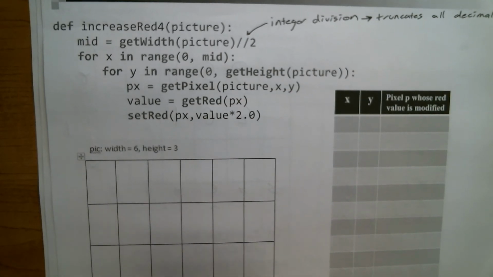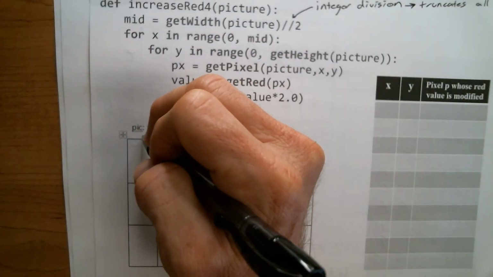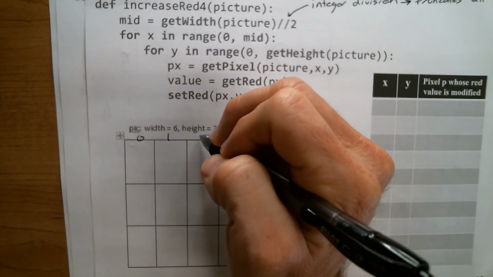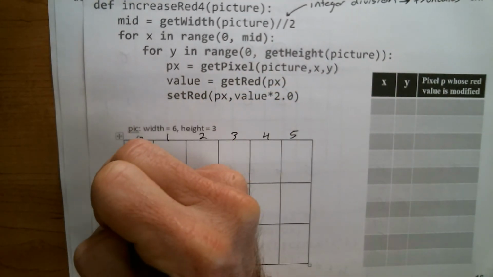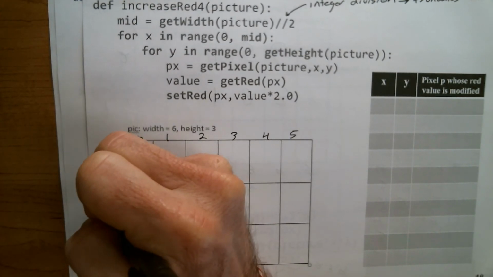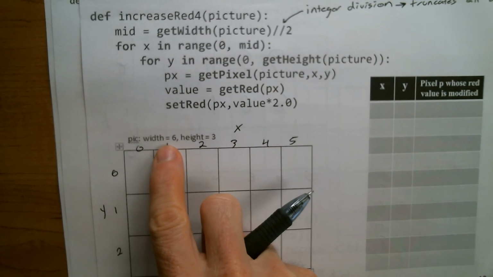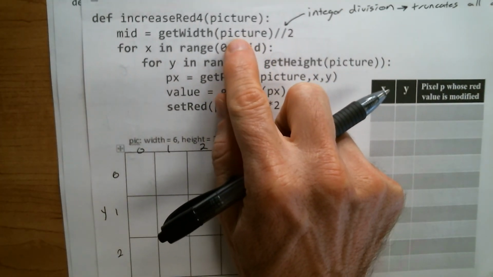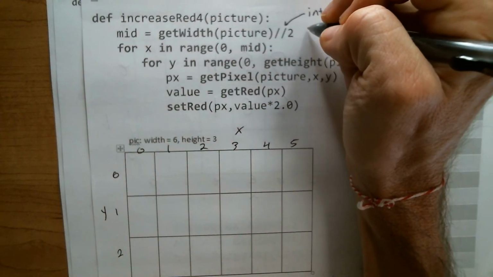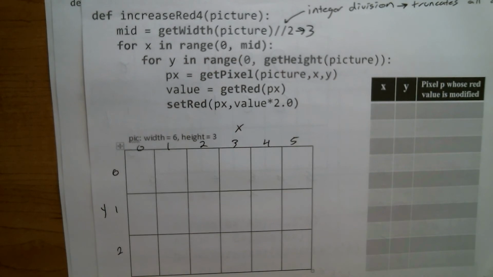So again, if we're going through this, let's start by just labeling our grid here to make it easier. 0, 1, 2, 3, 4, 5. 0, 1, 2. These are our y's. These are our x's. All right. It tells us the width is 6. We could also count that. So mid is going to end up with 3 inside of it. This is going to result in 3 being stored in mid.